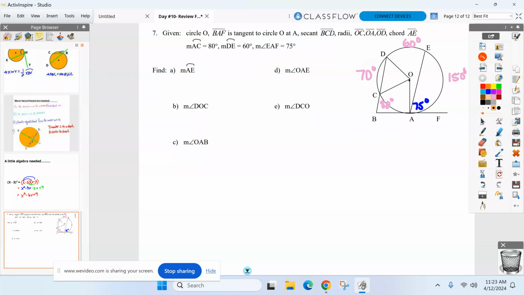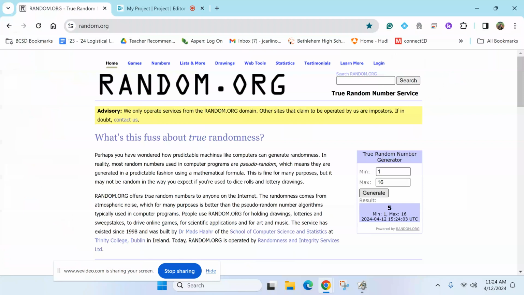All right, you ready? Everyone's going to help me out here. I don't need any help with arc AE, though. We just found that, 150. All right, now I'm going to need help. Ready? Angle DOC, inside, outside, tweener. Angle DOC, what are we looking at there?